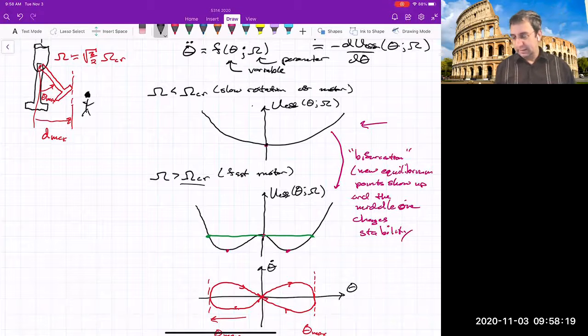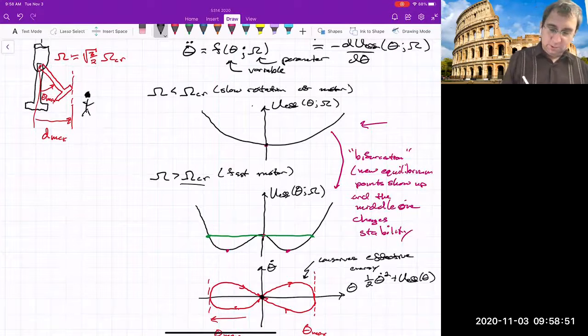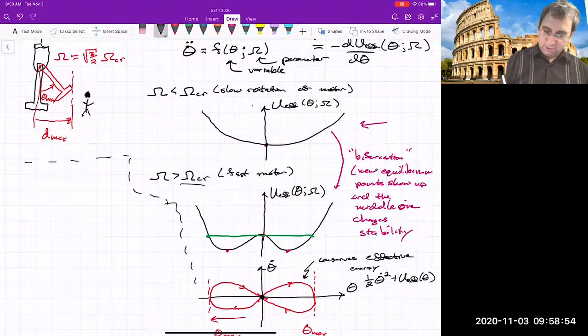And you can even find out what this D max is analytically, because this red curve conserves the effective energy. Every trajectory conserves the effective energy, which would be 1/2 theta dot squared plus U effective. And you know what it is at the origin, where it starts out. So you can try that out.